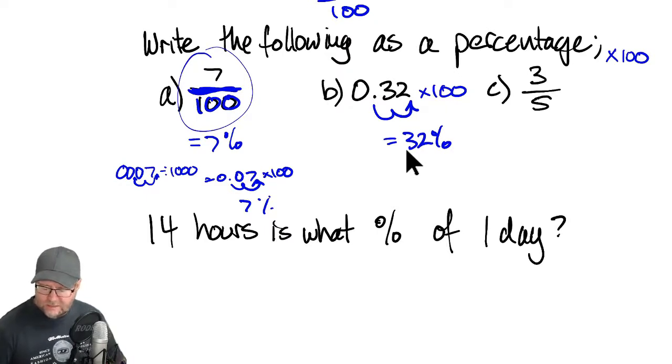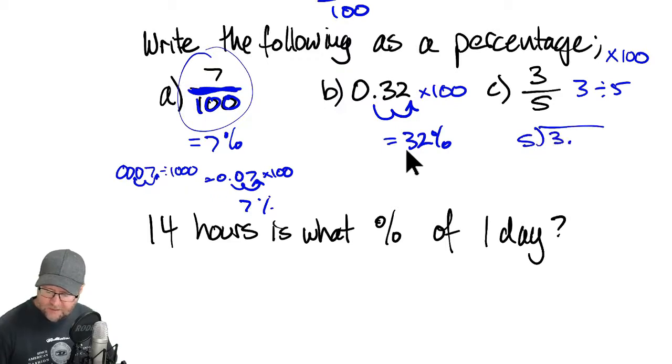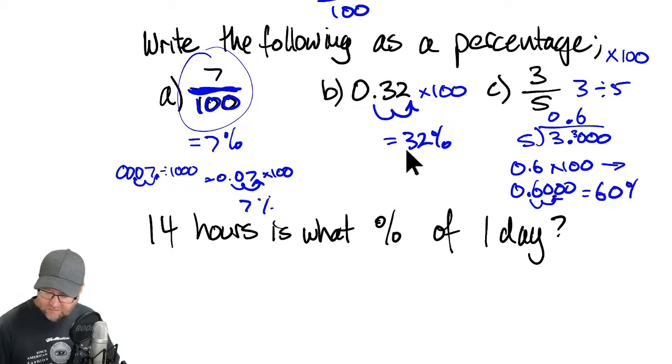Finally, 3/5. Let's do it mathematically. Let's do it the long way. That's the same as saying 3 divided by 5. In other words, how many times does 5 fit into 3? Right, put the decimal in the same spot. 5 fits into 3 zero times with 3 left over. 5 fits into 30 6 times, so it's 0.6. And I'm going to times that by 100. So I'm going to move my decimal point 2 places to the right. I was going to put some trailing zeros, move it 2 places, and it equals 60%.